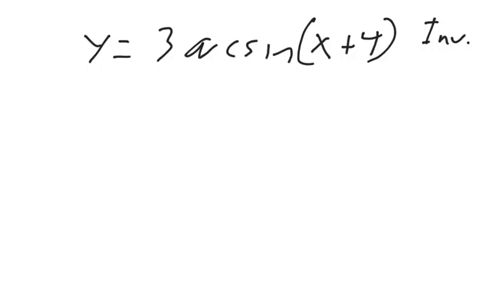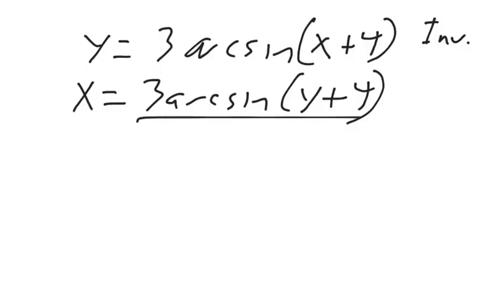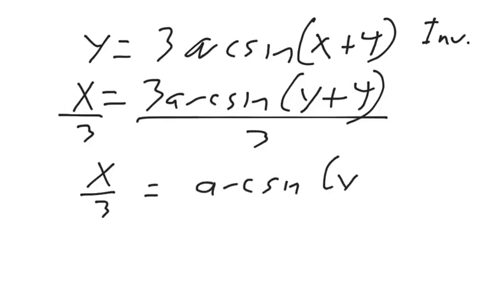In problem number 5, we're asked to find the inverse of this equation. So we got x equals 3 arc sine of y plus 4. To get rid of the 3 in front, I'm going to divide both sides by 3. So x over 3 equals arc sine of y plus 4.